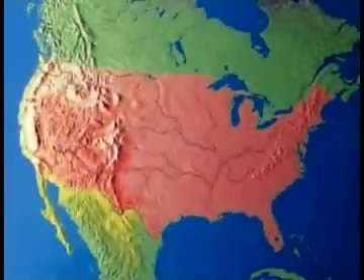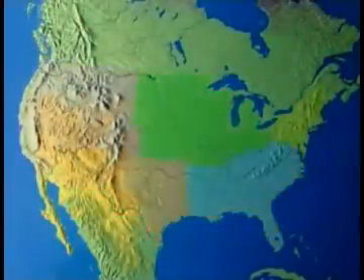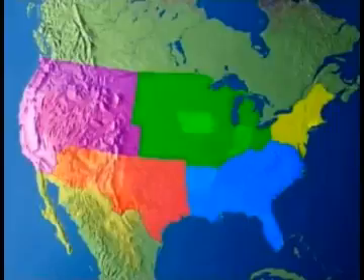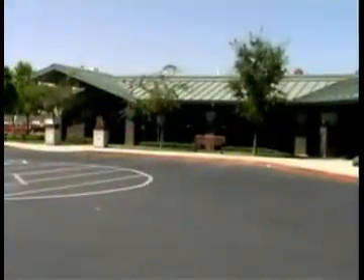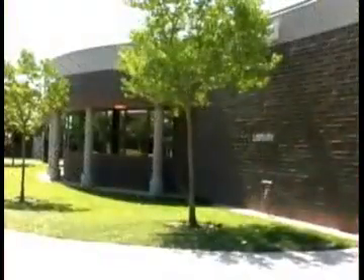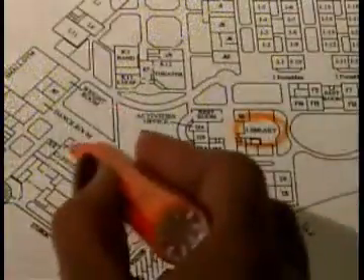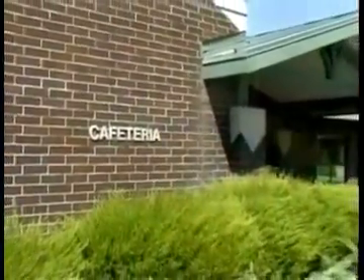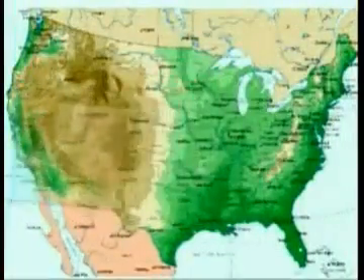Since regions come in all different shapes and sizes, you can be in several regions at the same time. Even your own school can be split into regions. The library is one small region of your school, and the cafeteria is another. You live in a neighborhood, a city, a county, and a state. And all of these are part of a larger region, your country, the United States.